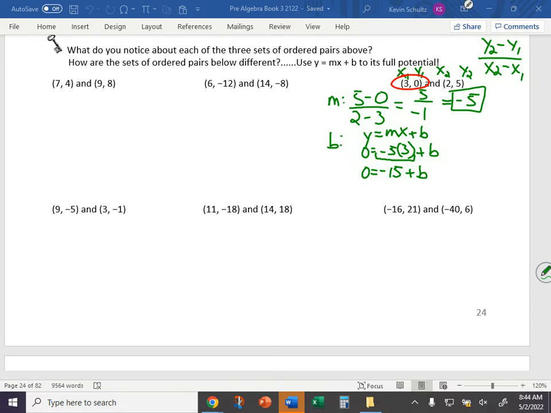How do we move that -15 over, Colin? Think opposite operations here. Okay, say the question again. How do we move that -15 to the other side? Because we want to get b by itself. How do we move the -15 to the other side using opposite operations? You add, exactly. The opposite of -15 is adding 15. That gives us just b by itself. And 0 plus 15 is 15. So our b value is 15.